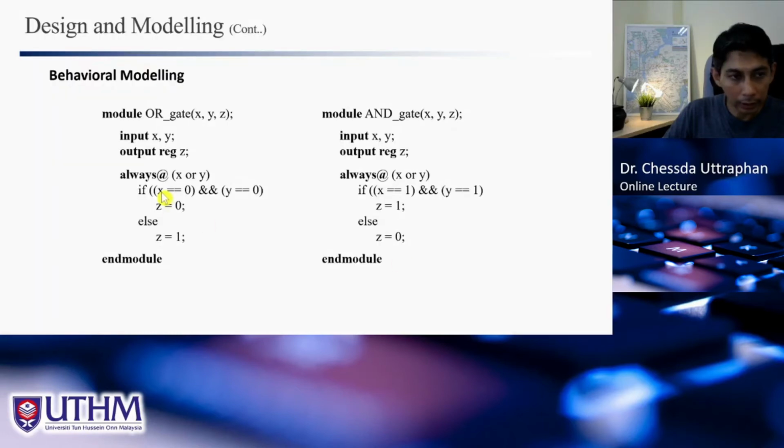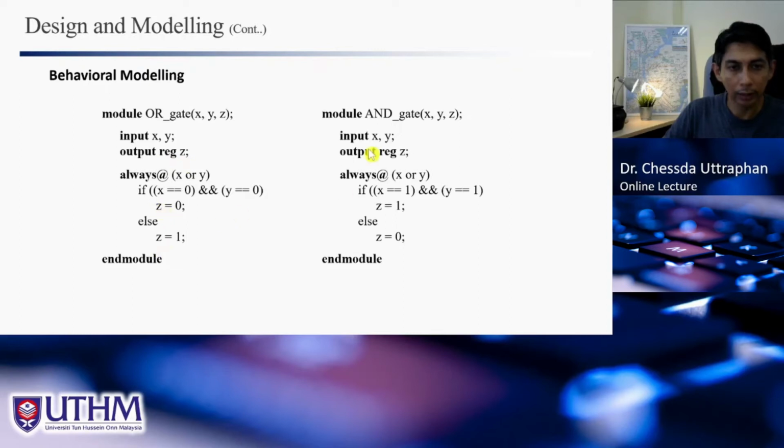So this is the code. If X equal to 0 and Y equal to 0, Z must be equal to 0. But other than that, Z should be equal to 1. So this will be translated or synthesized into an OR gate. And again, the Z must be declared as reg. Remember? So we can write like this, output reg Z.